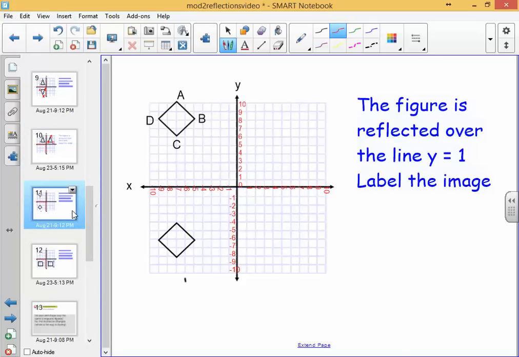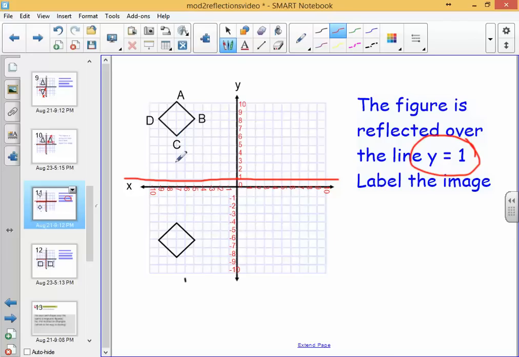Okay, this gets to be a little bit trickier because this figure is reflected over the y equals 1 line. So that means I go to my y-axis and I find the 1. This is the line that we're going to reflect over, and we'll talk more about that in a couple minutes. So how do I know that it's reflected over that line?